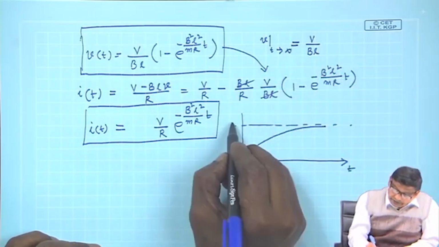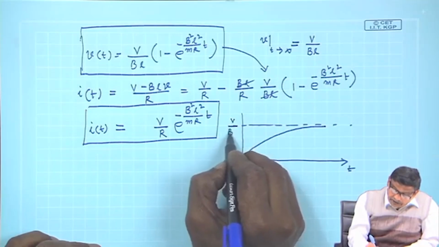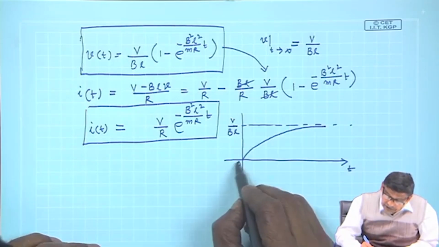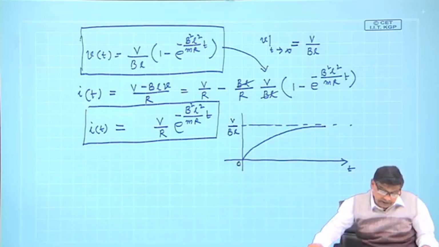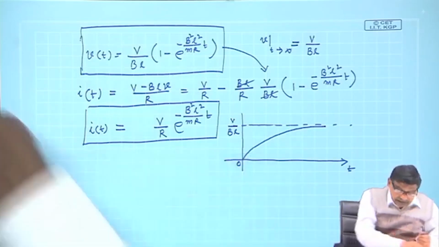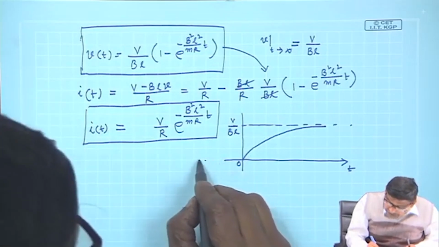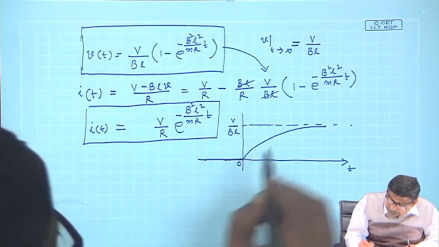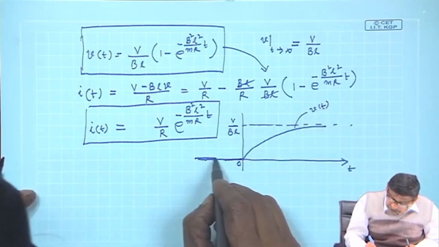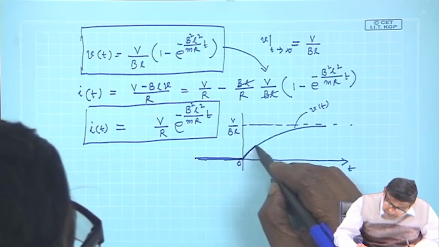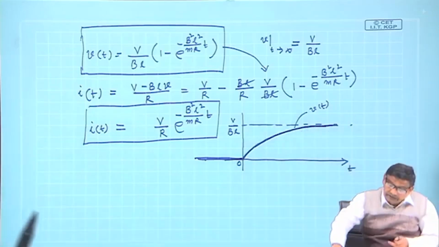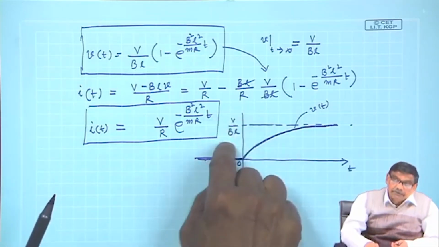This level is capital V by B L. What is capital B? Supply voltage. Exponentially it will rise. And what will be the current? Before that I will also draw, for t less than 0, velocity was 0. So, this curve is velocity V(t). Velocity was 0, then it was increasing exponentially, and finally, final velocity is V by B L.